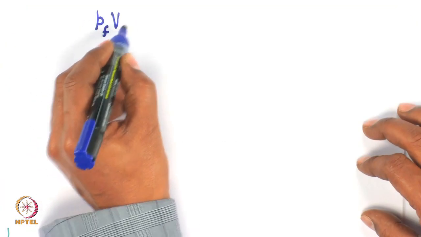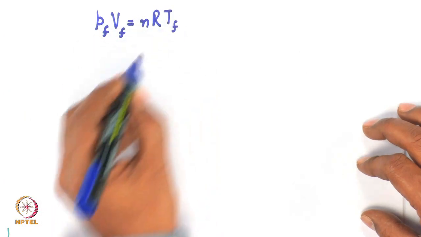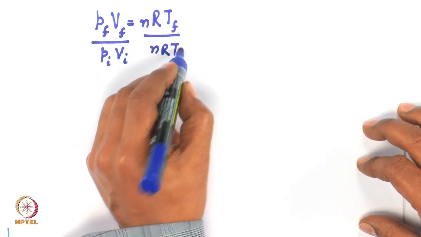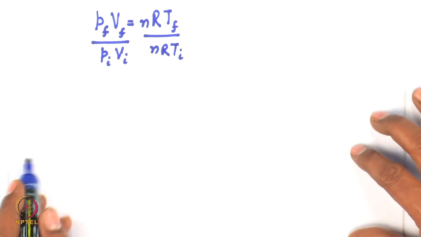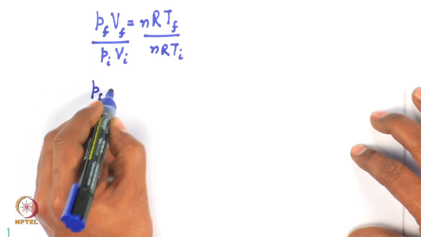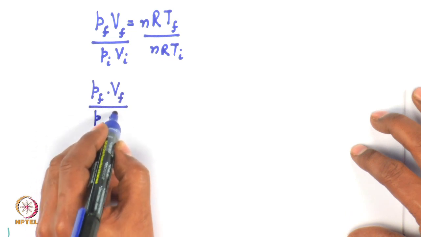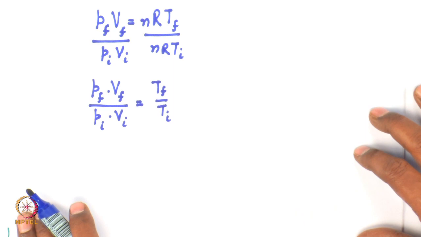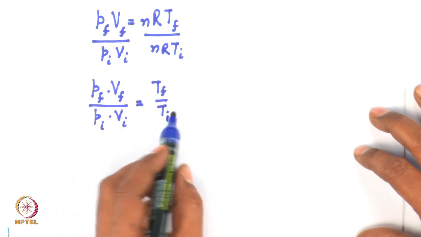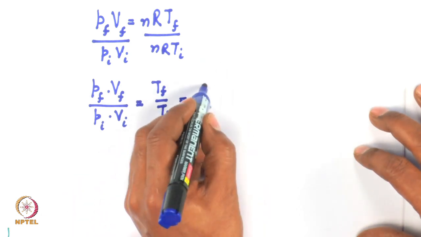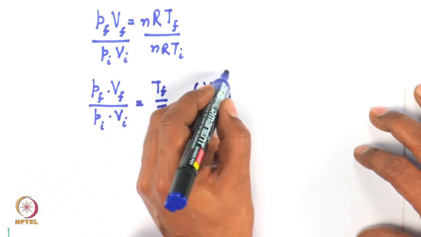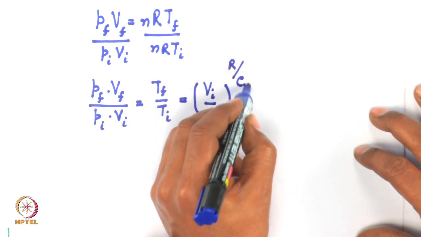P_f V_f is equal to n R T_f, that will anyway be valid, and P_i V_i is equal to n R T_i, that will be valid. So, from here I can write P_f V_f over P_i V_i is equal to T_f by T_i. Okay. So, therefore, T_f by T_i is equal to, we have V_i by V_f raised to the power R by C_Vm.